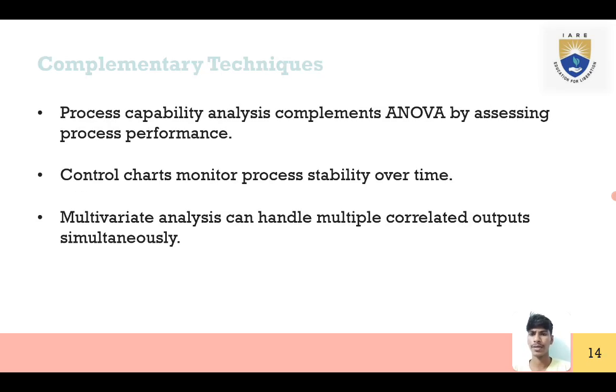Process capability, complementary techniques. Process capability analysis complements ANOVA by assessing process performance. Control charts monitor process stability over time. Multivariate analysis can handle multiple correlated outputs simultaneously.